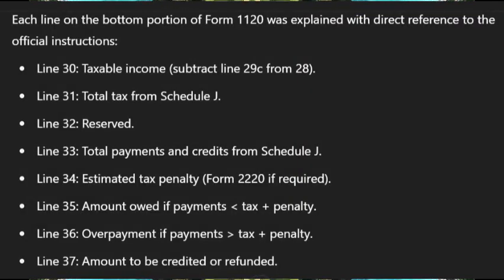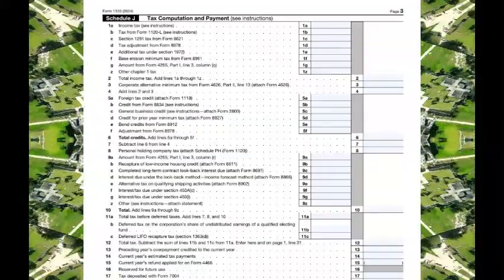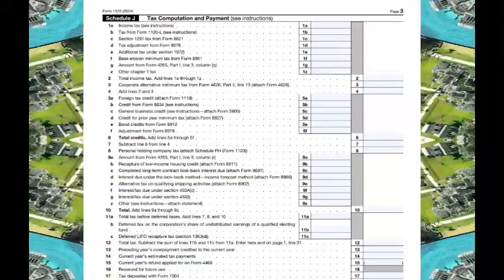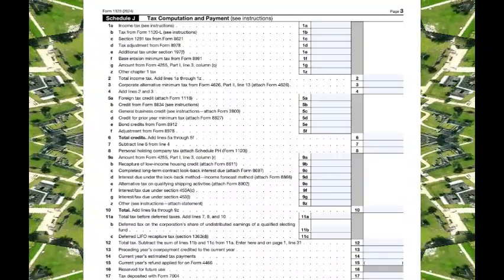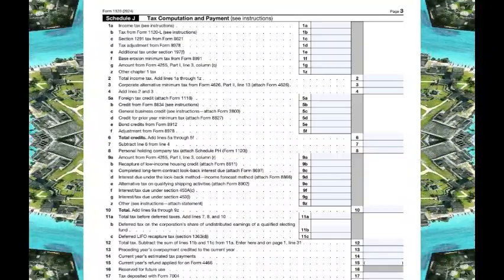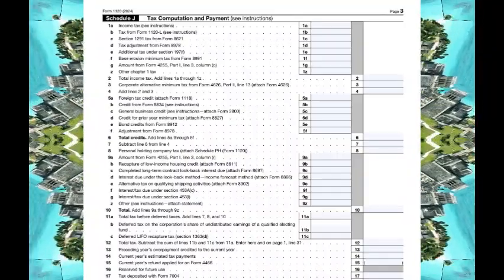Line 31 is your total tax. This number actually comes from Schedule J, which is another schedule attached to Form 1120. Schedule J is where the corporate tax is computed based on that taxable income from line 30, applying the current corporate tax rates. It turns the taxable income into an actual tax dollar amount. Okay, so Schedule J does the tax math.